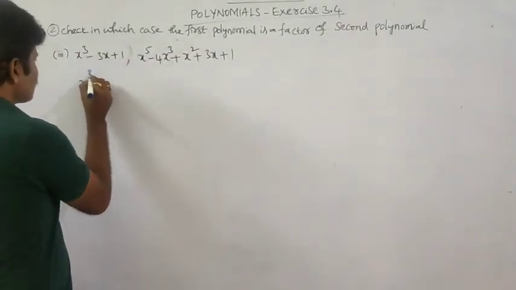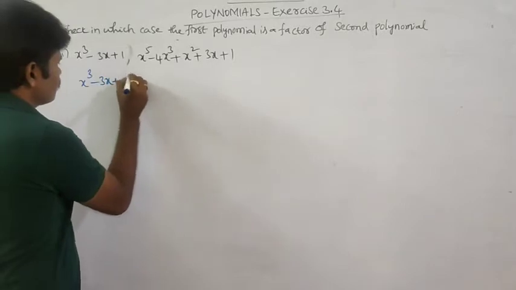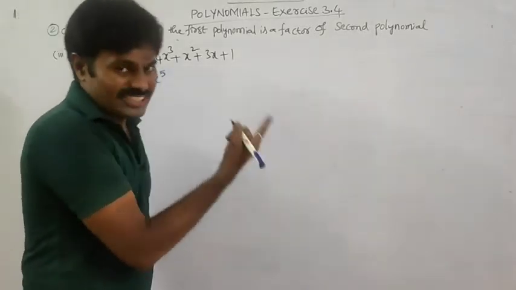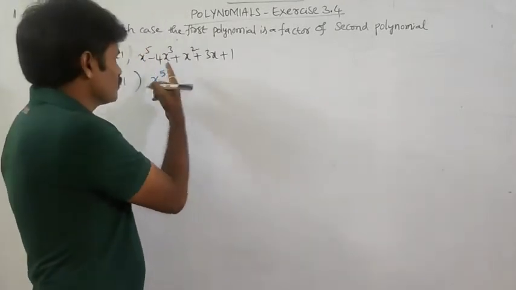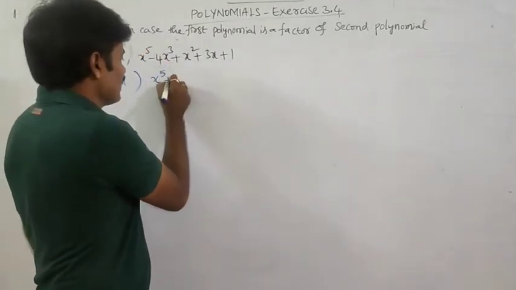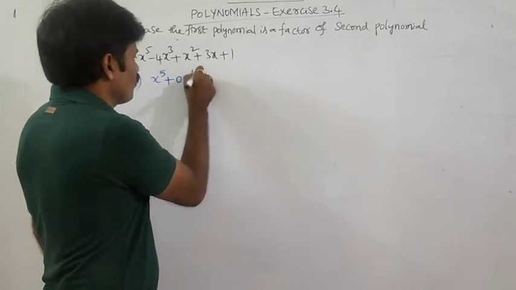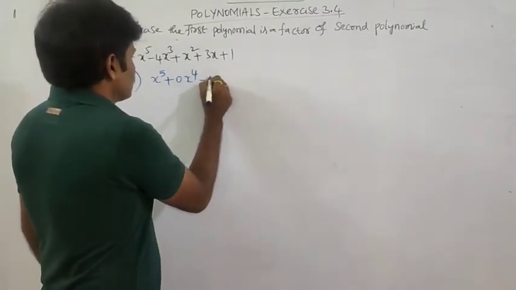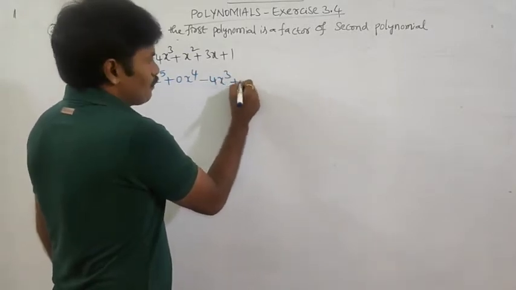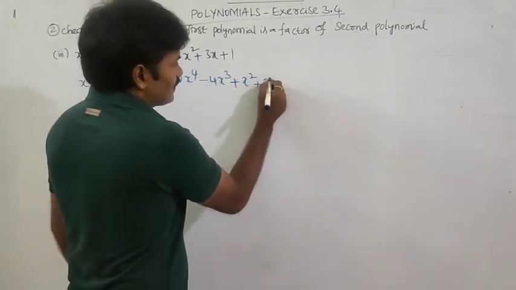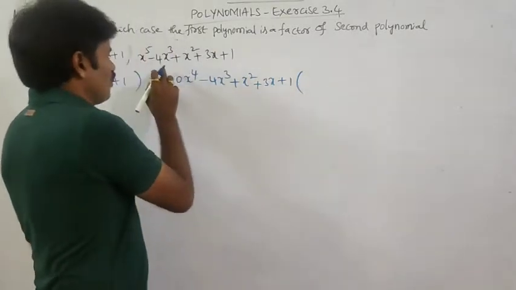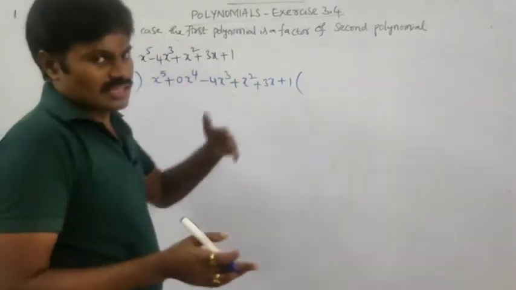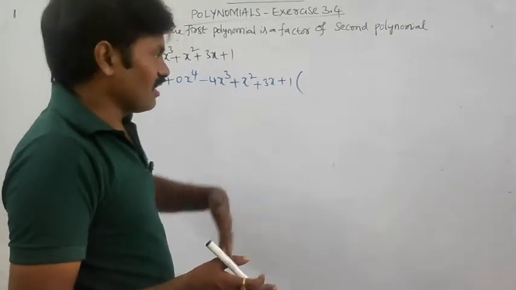So the divisor is x cube minus 3x plus 1, and the dividend is x to the power 5. Next, the fourth degree term must be present, but it is not given, so I am taking it as 0 into x power 4, since 0 into something is 0. Next terms: minus 4x cube plus x square plus 3x plus 1. Now 5, 4, 3, 2, 1, 0. Now start the division process as we have done earlier.